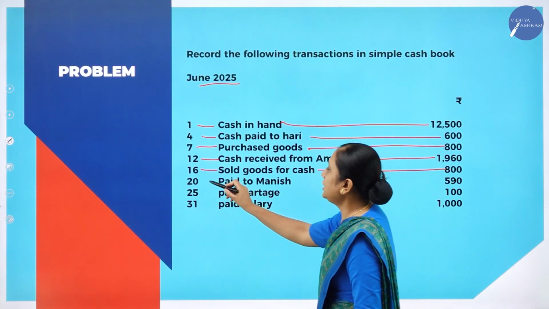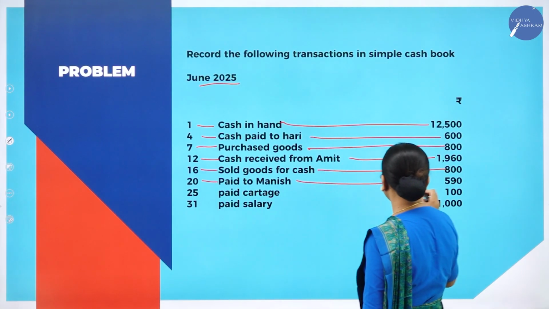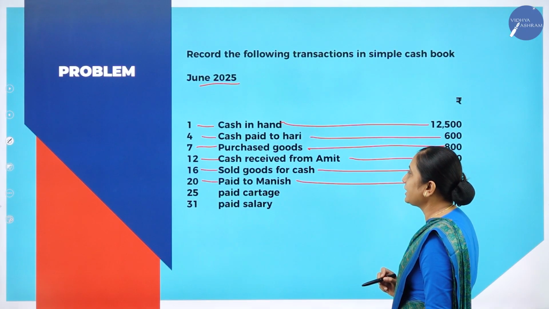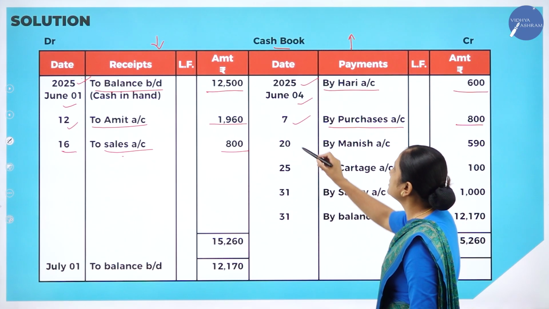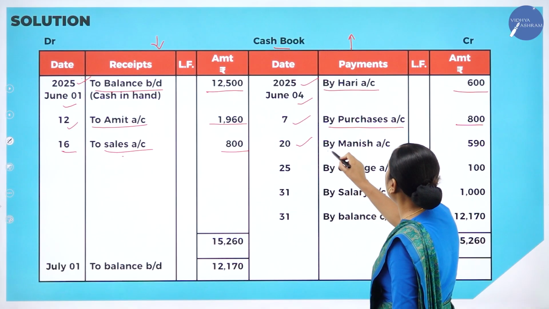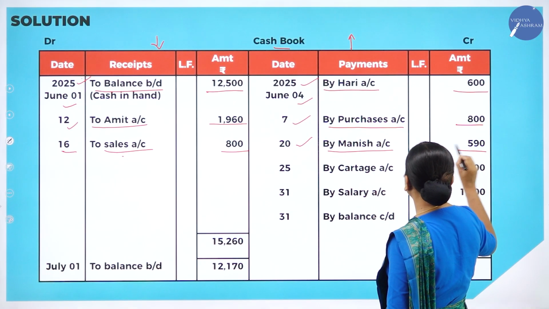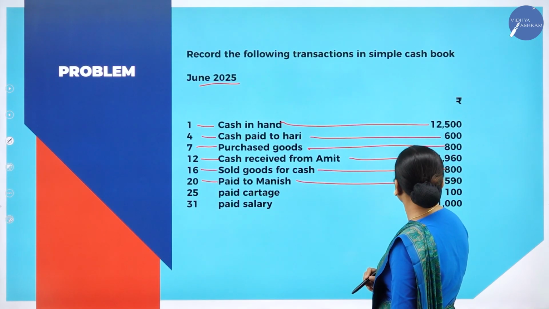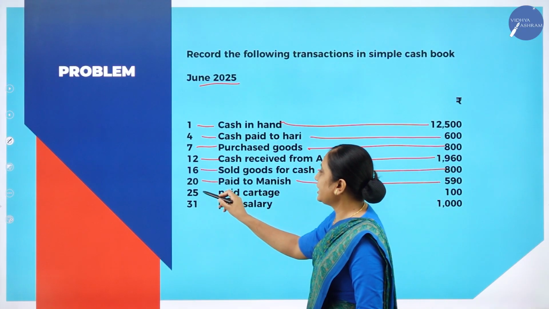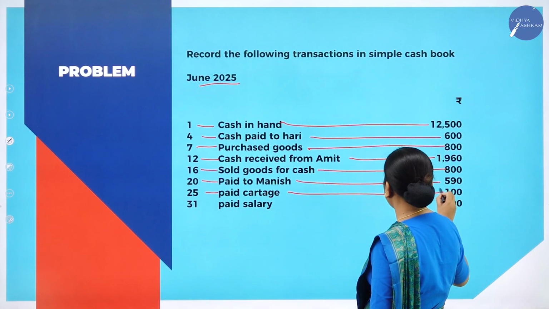Next, 20th, paid to Manish. Paid to Manish means what? Cash is going out, right? So credit side, 20th, by Manish account 590. Next, 25th, paid cartage 100.